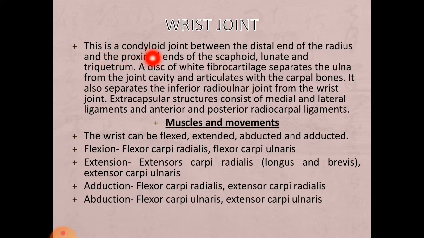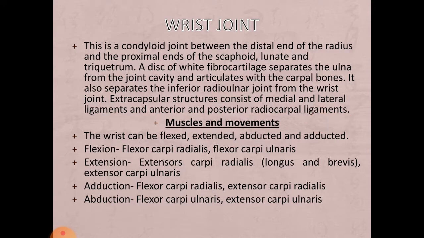So the type of the wrist joint is a condyloid joint between the distal end of the radius and the proximal ends of the scaphoid, lunate, and the triquetrum. A disc of white fibrocartilage separates the ulna from the joint cavity and articulates with the carpal bones. It also separates the inferior radioulnar joint from the wrist joint. Extracapsular structures consist of the medial, lateral ligaments and anterior and posterior radiocarpal ligaments.